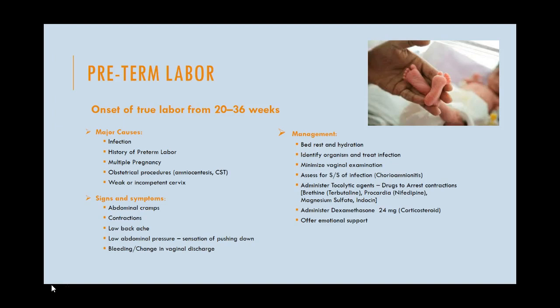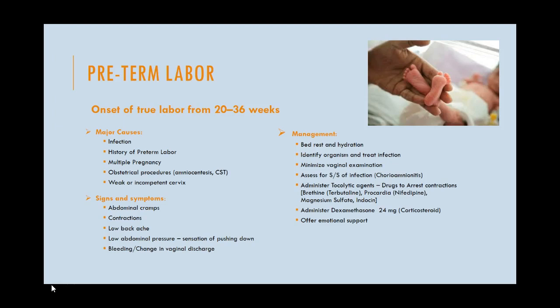Okay, so our next high-risk factor when we consider intrapartum issues is preterm labor. And this is the onset of true labor from 20 to 36 weeks. So here you've got to remember the difference between true labor and false labor, right? True labor is what happens whenever contractions are actually dilating and effacing the cervix. So anywhere from 20 to 36 weeks is considered preterm labor.